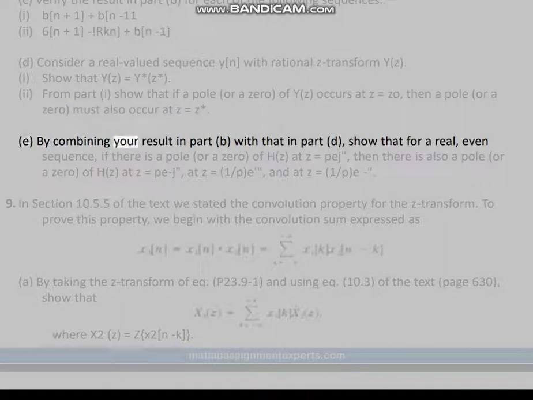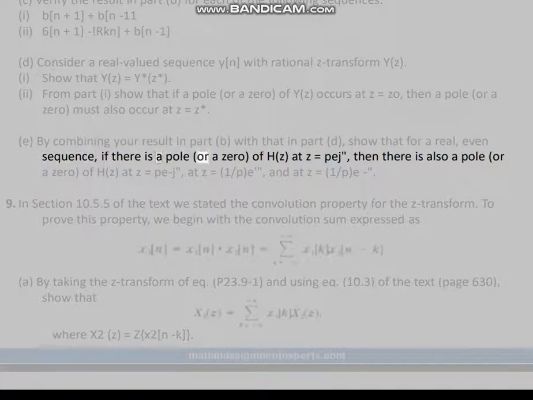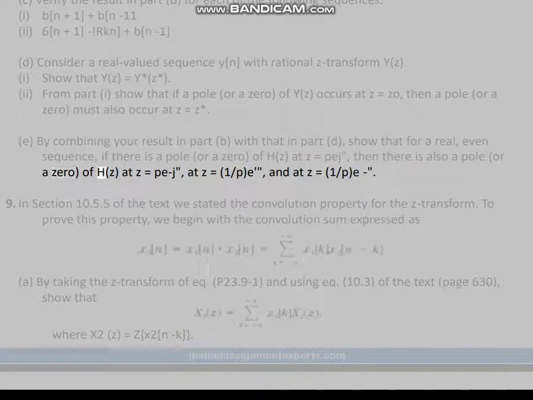E. By combining your result in part B with that in part D, show that for a real, even sequence, if there is a pole, or a zero, of H(z) at z equals ρe^(jθ), then there is also a pole, or a zero, of H(z) at z equals ρe^(-jθ), at z equals 1/(ρe^(jθ)), and at z equals 1/(ρe^(-jθ)).